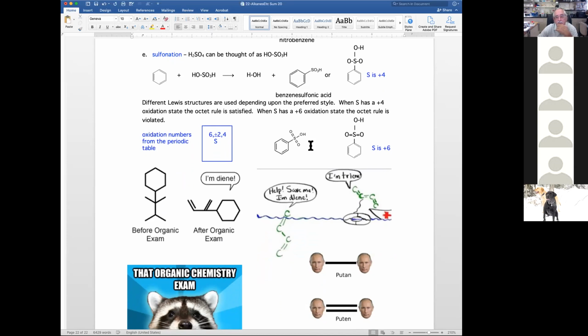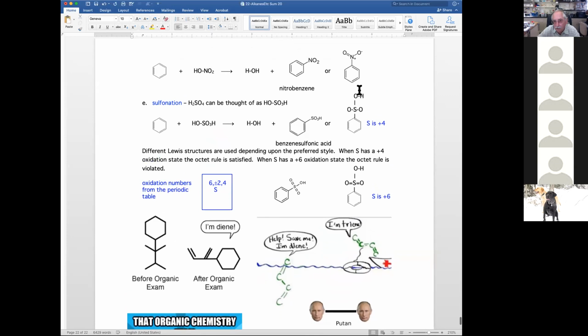So in some cases, you'll see benzene sulfonic acid like this. I get really upset when I see that because they're giving sulfur 2, 4, 6, 8, 10, 12 valence electrons around it, which is in violation of the octet rule. If you do it this way, you don't have to violate the octet rule.